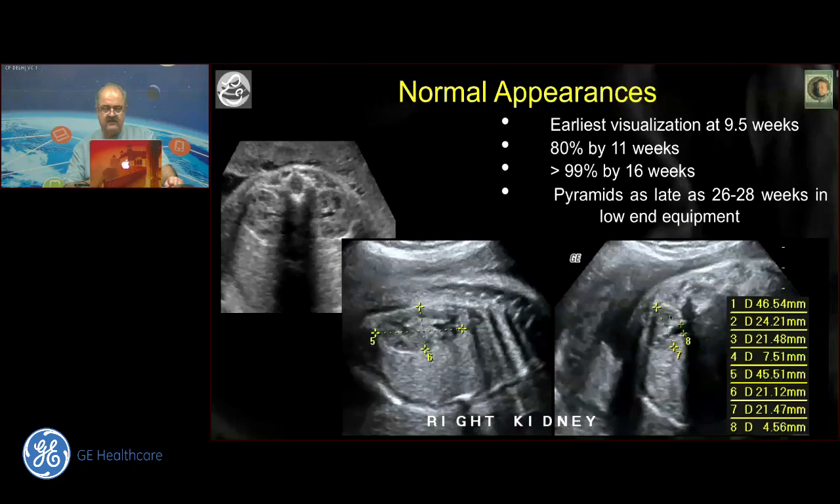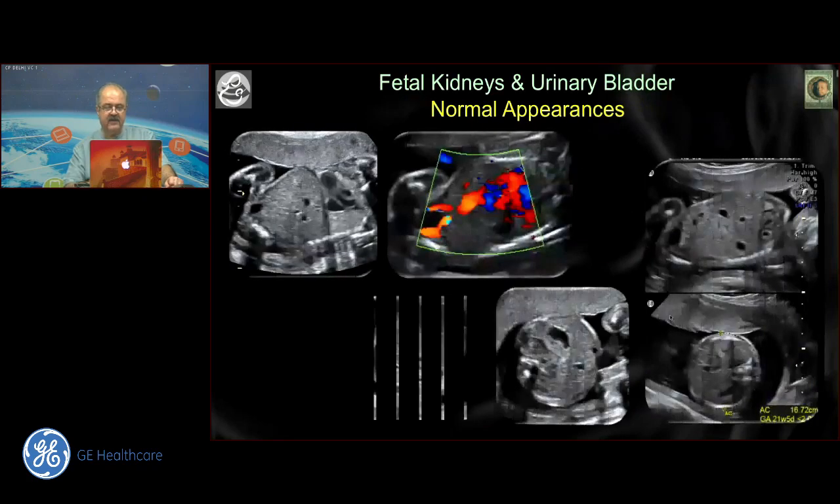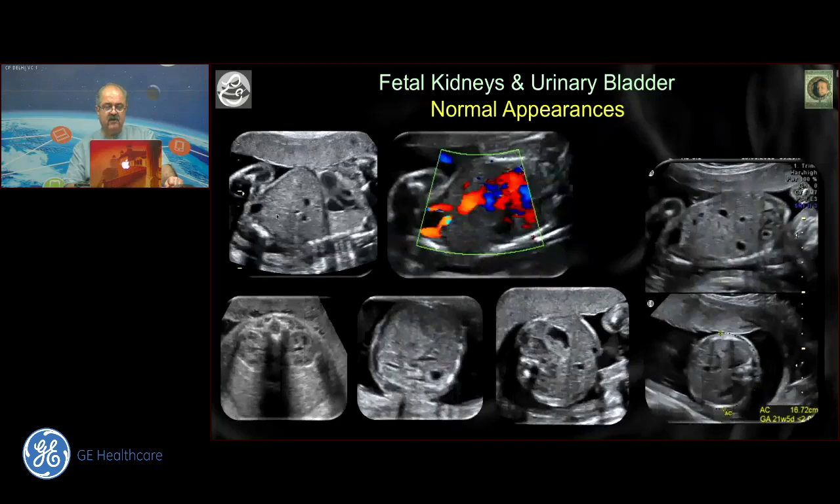Remember that the ureters are usually not seen in the fetus unless they are dilated. And the urinary bladder needs to always be confirmed as being the urinary bladder.